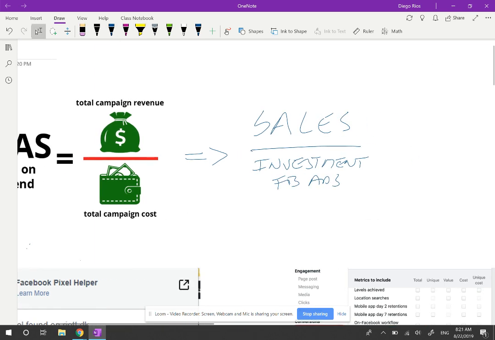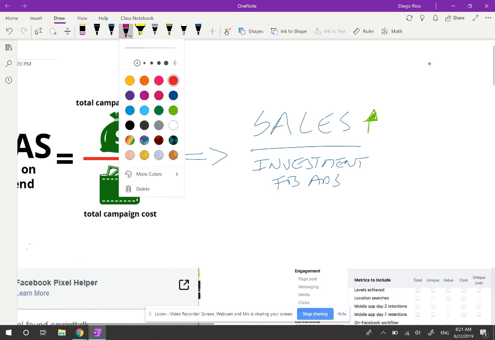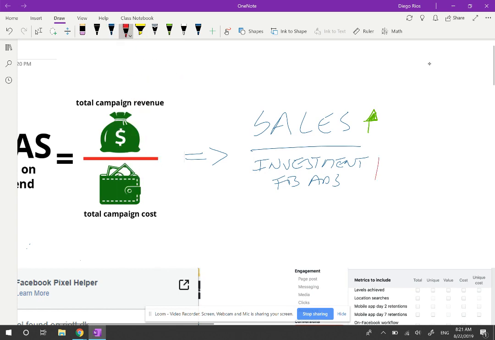And what I want to do is make sure that my sales are bigger than the cost of my campaigns, right? So I want this to be lower and this to be higher. In other words, I want to make sure that my sales are higher than my ads, the amount of spending that I'm doing on the ads. And so the sales are bigger than that.